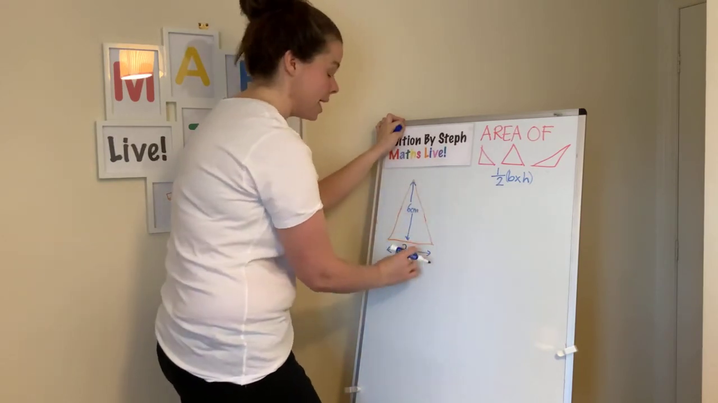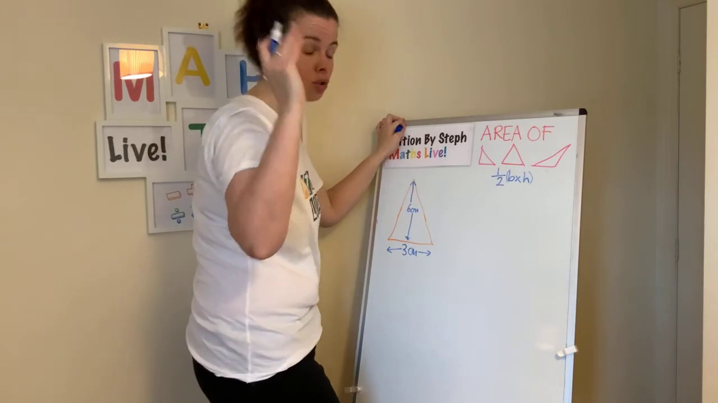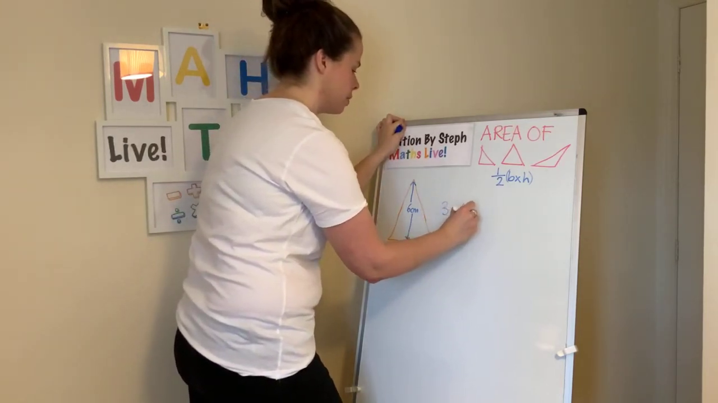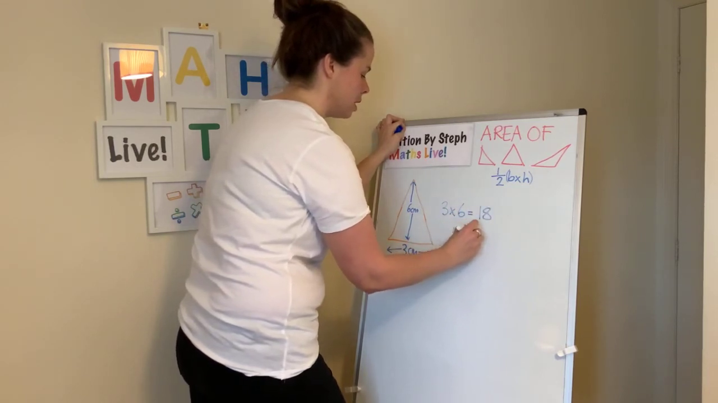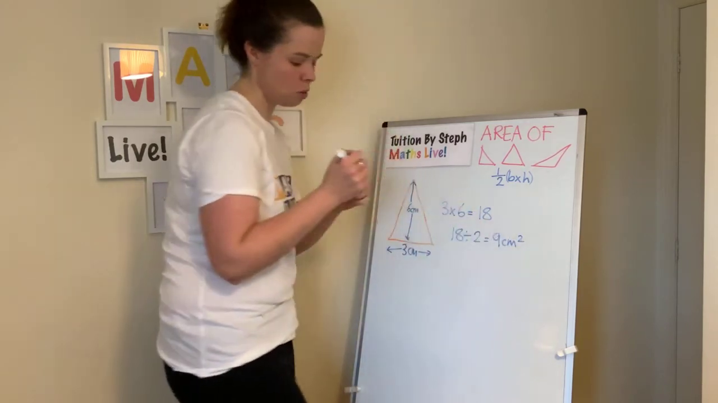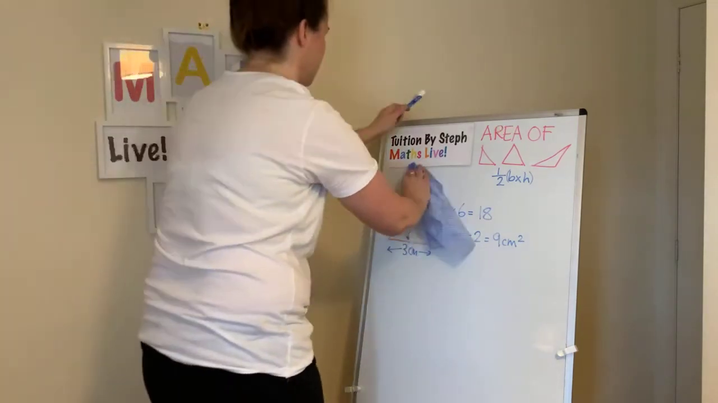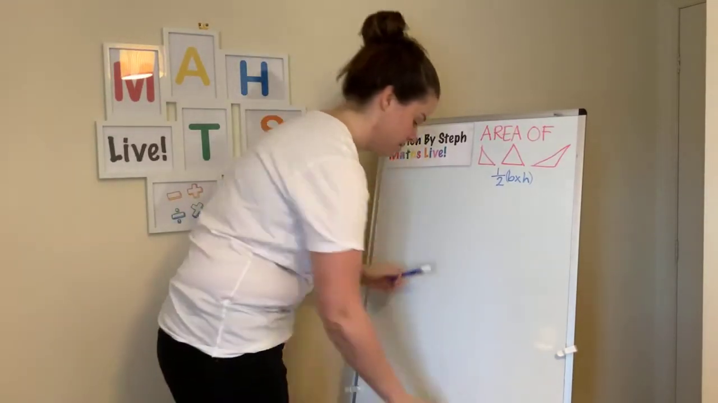Okay, so I've got my base and I've got my perpendicular height. Remember, perpendicular, straight up. So we do 3 times 6, which is 18, and then we do 18 divided by 2, which is 9, so 9 centimetres squared. So just the same rule, it's just a different triangle.